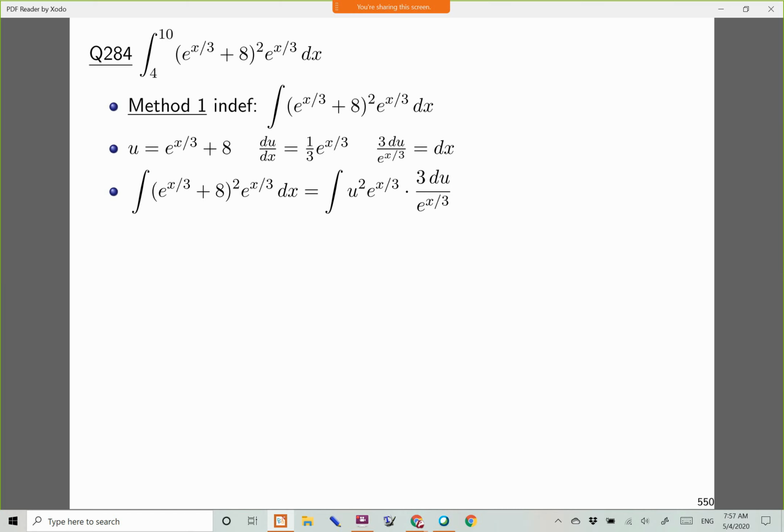So I hope this looks okay. What was in parentheses is now just a u. That's what we selected for u. And then this e to the x over 3 was still copied. The dx right here was replaced with this fraction because that's how we had solved for dx. I hope that step looks all right.